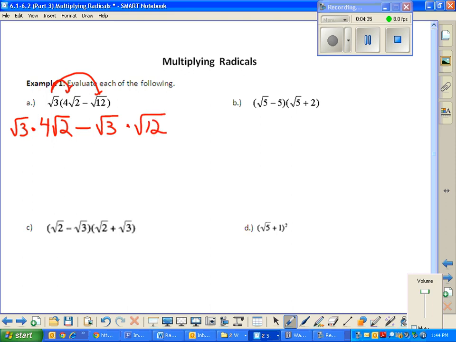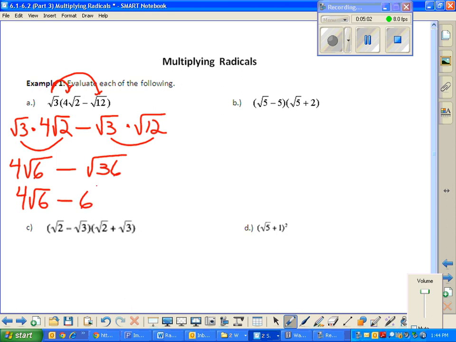And then I would use my product property as promised. I'm allowed to multiply the 3 times the 2, because they're both underneath a radical that has the same index. So we have 4 square roots of 6. And then my second term, I'll bring down my minus. 3 times 12, that's 36. So I have 4 square roots of 6 minus 6. Those are not like radicals, so we are done.